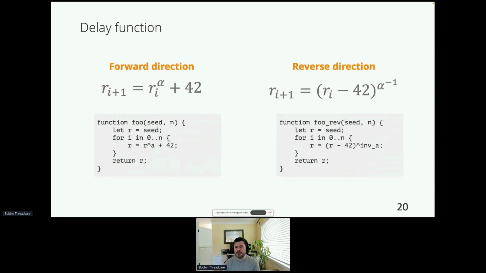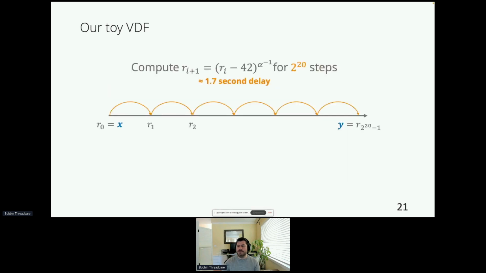The difference is smaller for smaller fields and larger for larger fields. But basically, we have these two options. We're going to use the reverse direction to compute our VDF. So if you think about this, we apply the reverse direction for many steps. And on my computer, and it should hold roughly true for most general purpose hardware out there, this would take about 1.7 seconds to compute this function for about 1 million iterations.